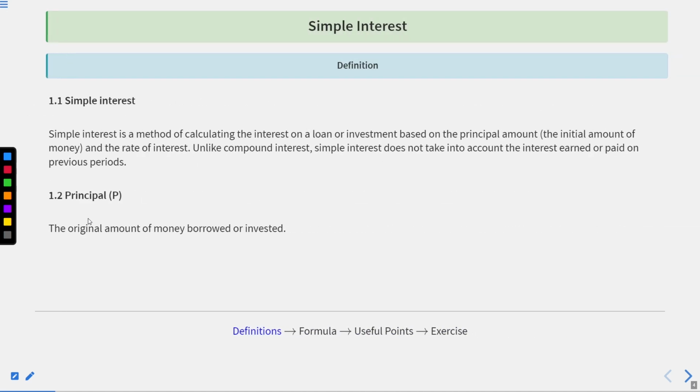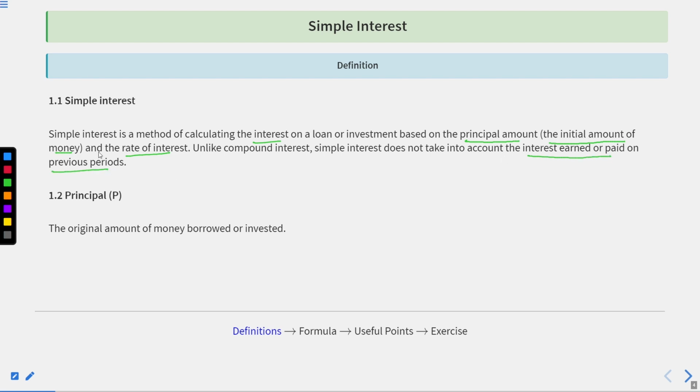So let us start with the first section, that is definitions. So first of all, the definition of simple interest. Simple interest is a method of calculating the interest on a loan or an investment based on the principal amount. What is the principal amount? The initial amount of money, and the rate of interest. Unlike compound interest, simple interest does not take into account the interest earned or paid on previous periods.